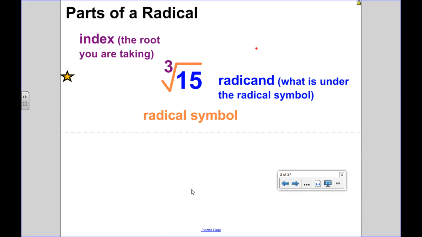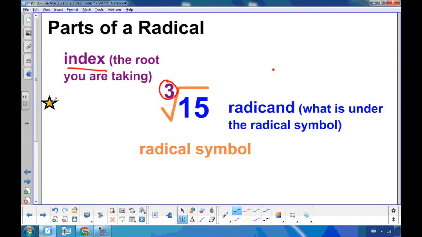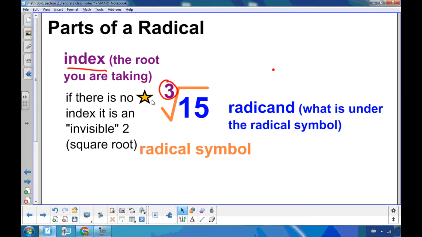To review what a radical is, we've got a couple of parts. First, the index. That's the little number outside of the root, and it tells you the root that you are taking. For this one, we are taking the third root. Now, if there is no index showing, there's an invisible 2 there, and that really just means square root.